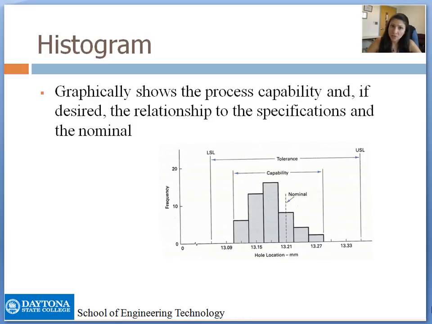It is another visual tool and graphically shows the process capability and, if desired, the relationship to the specification and the nominal. Customer requirements are translated into a specification that goes to the production process. In the production process, those specifications must be met to make sure that the organization is producing what the customer wants.